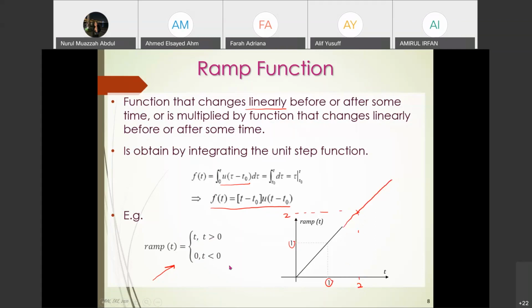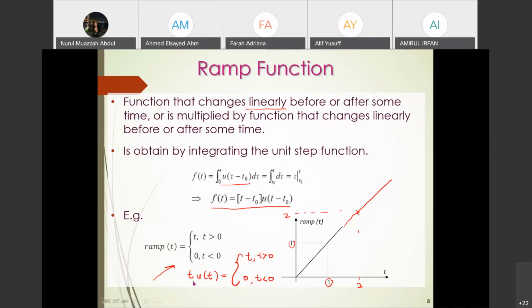You can also write this function as t u(t). This is another way to write r(t), which is equivalent to t when t is bigger than 0, and 0 when t is less than 0. So when you see this t u(t), you know straight away this is r(t), because normally when we put it in the equation, we don't write ramp. Some of the books write r(t), or some of the books just put t u(t).